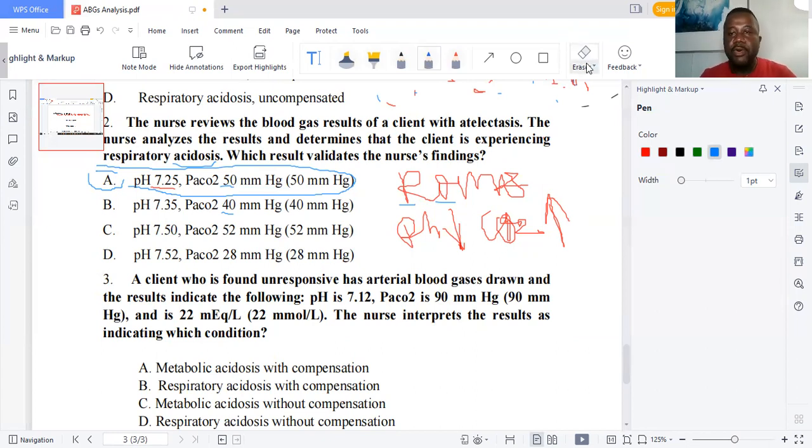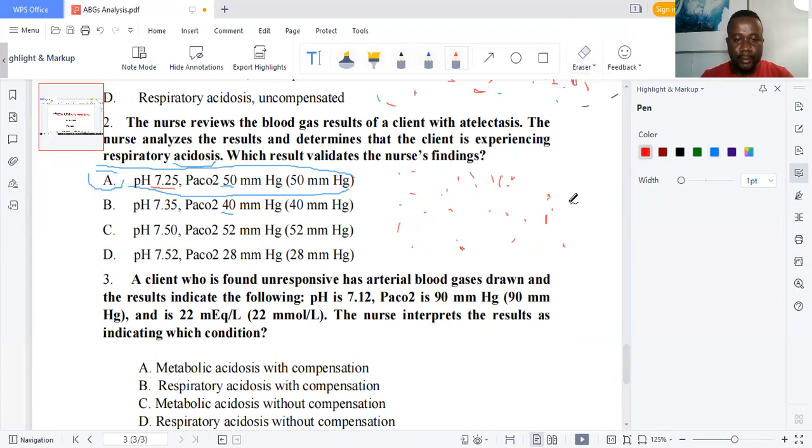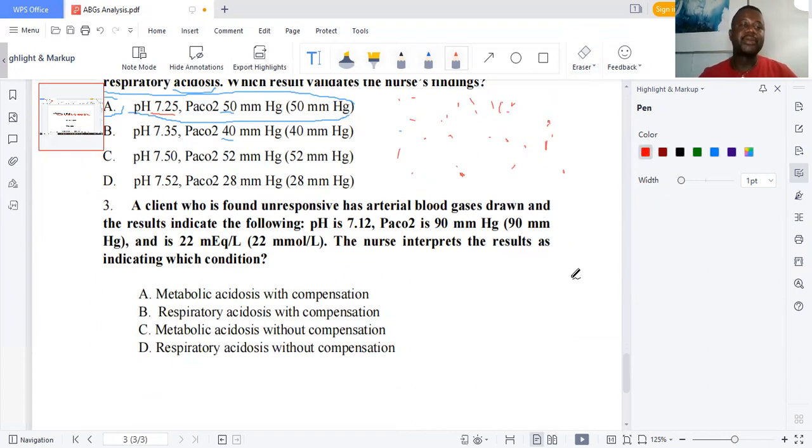Now, let's move to the third question. This is very simple, right? Just practice more of these questions and you'll be fine. Okay, let's go. Question number 3.